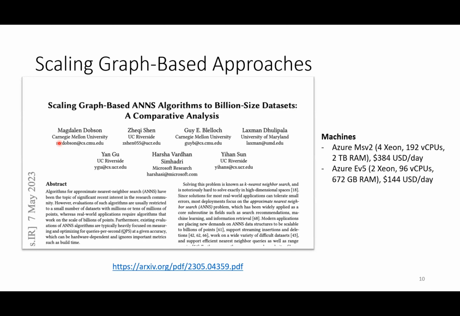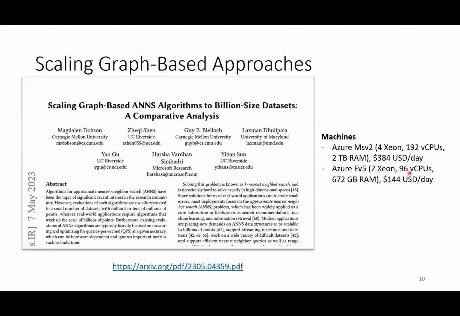Just to tell you a little bit about what kind of machinery they used, what does high resource mean? They use 2 different setups from the Azure cloud. It's a 4-socket Xeon, 192 virtual CPUs, 2 terabytes of RAM. I checked it yesterday. If you want to rent it, it's 384 USD per day. The smaller one is a 2-socket Xeon, 96 CPUs, 672 gigabytes of RAM. This will only cost you $144 a day. For me, being an academic, those are huge numbers. Your impression might vary.